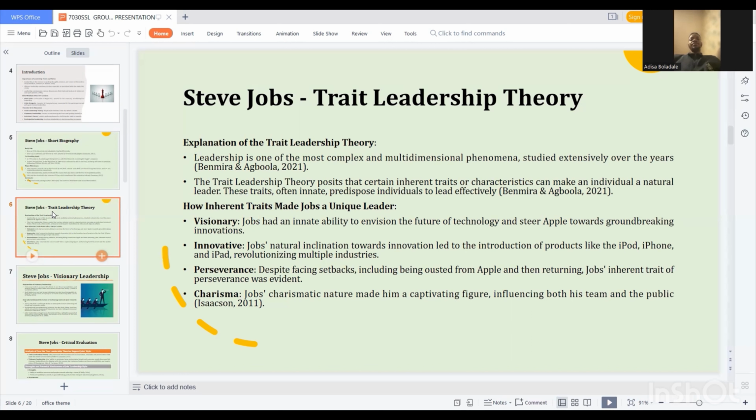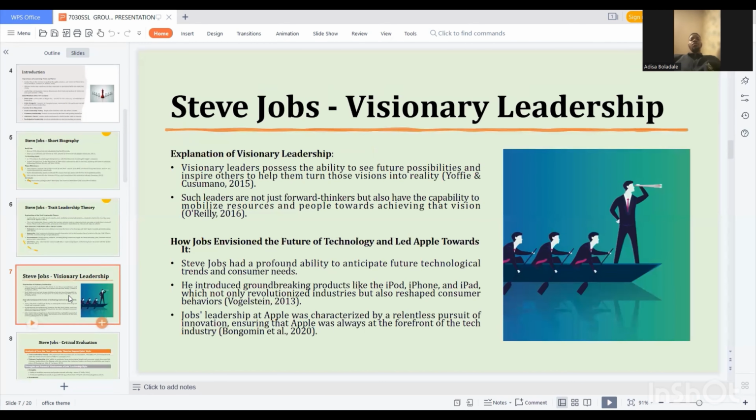Next slide. Steve Jobs' visionary leadership. Visionary leaders see the future and inspire others to help them achieve it. Jobs was the epitome of this, foreseeing future technology trends and consumer needs. From the iPod to the iPad, Jobs' vision reshaped industries and consumer behaviors.